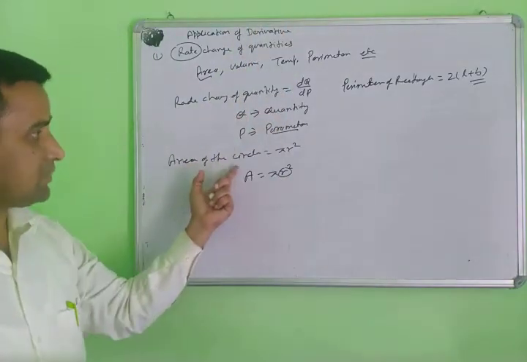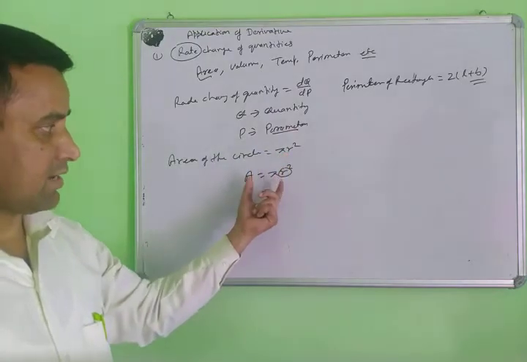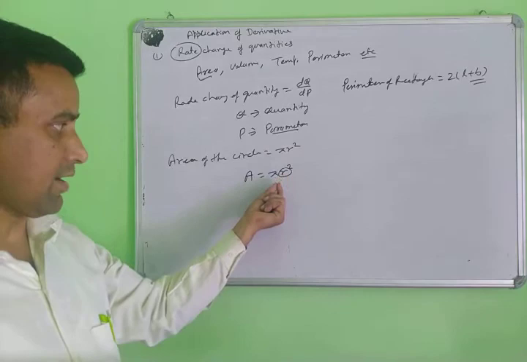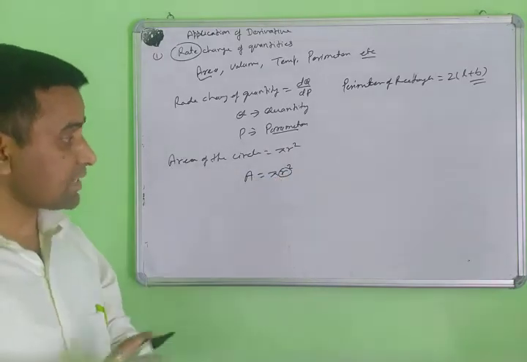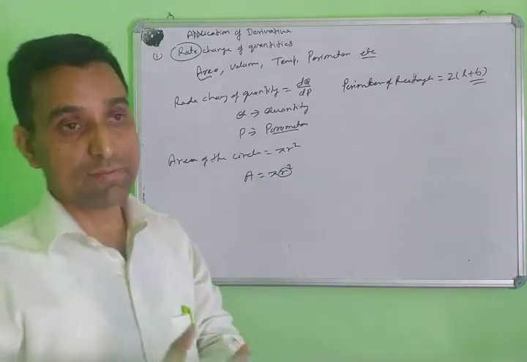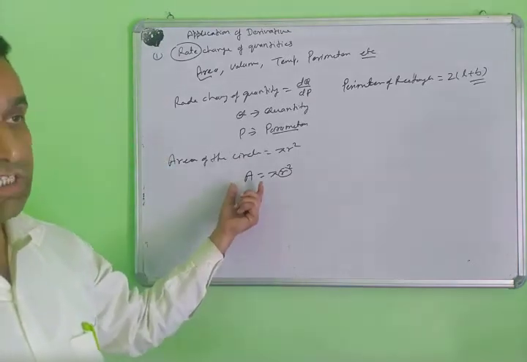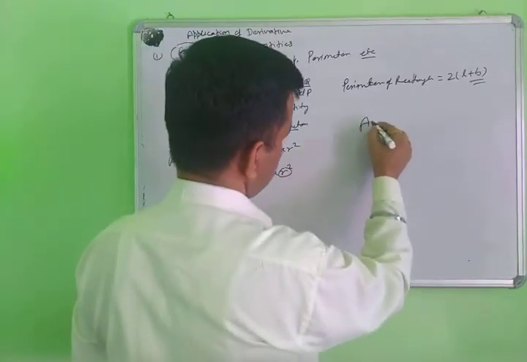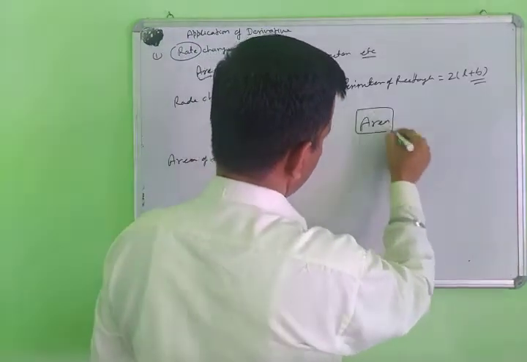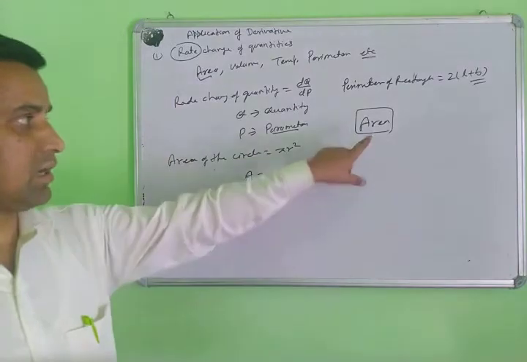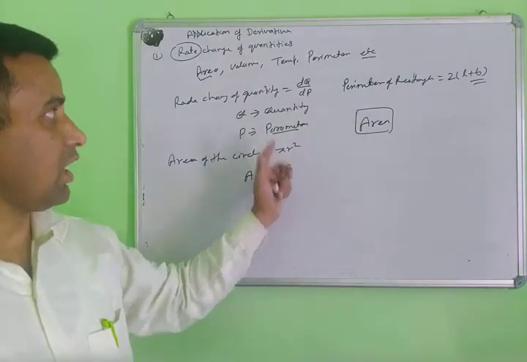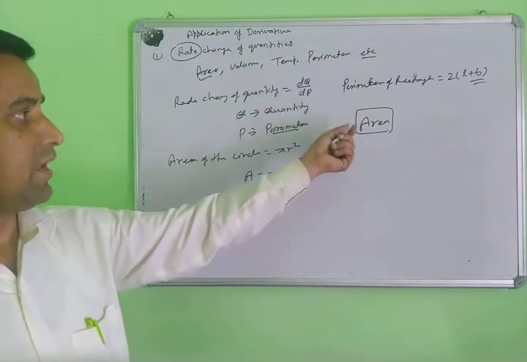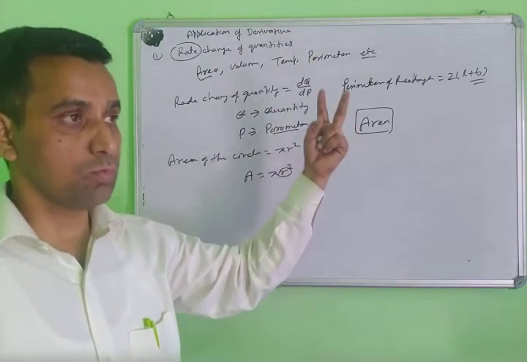The second thing is the area of the circle. Suppose pi r square. So this area of the circle depends on the radius r. But sometimes in different types of questions, the area will be changing in two ways. How? Suppose area, not only circle, every figure: area, volume, temperature, perimeter also. This will always be changing in two methods.